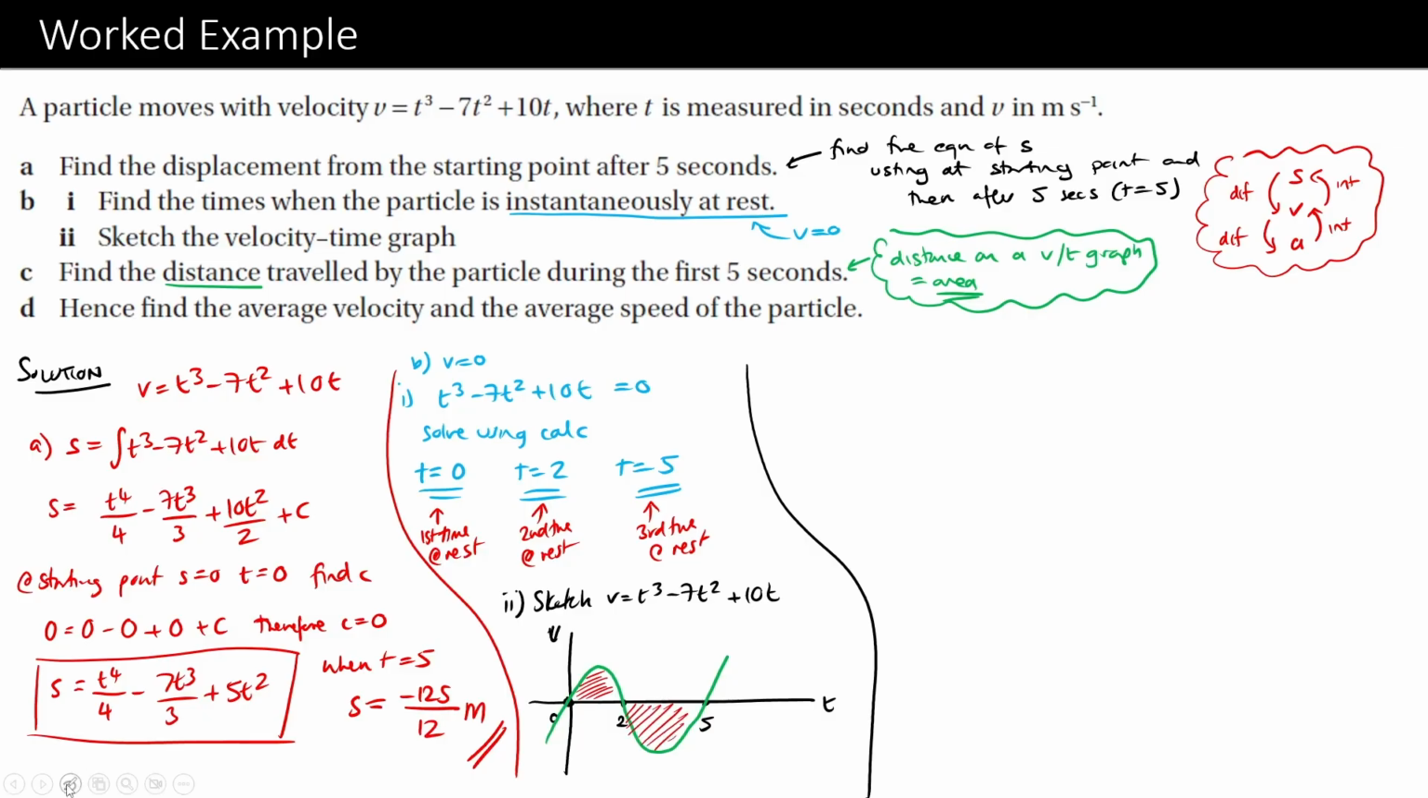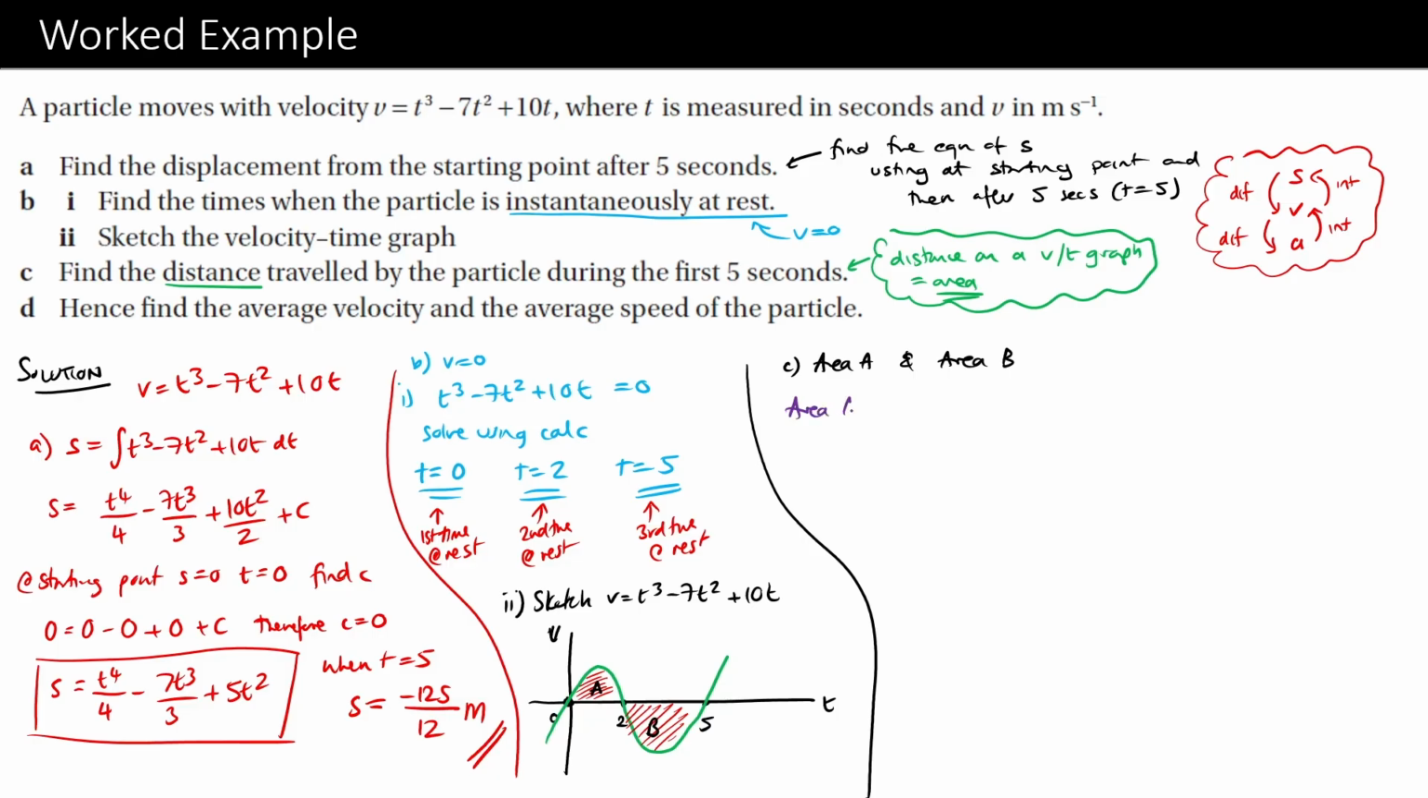Now as you can see, I've got an area that's above the t-axis, and below. So what I need to do for C is work out the area of A and the area of B, and the total distance is going to be those two areas added together. Because remember, it's not asking for displacement here, it's asking for distance, which is the area of those two.